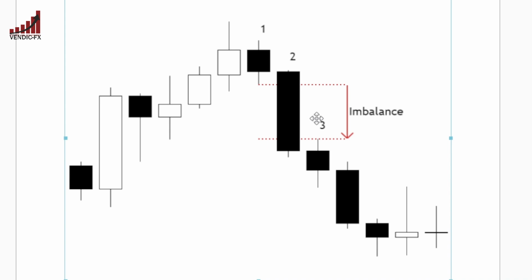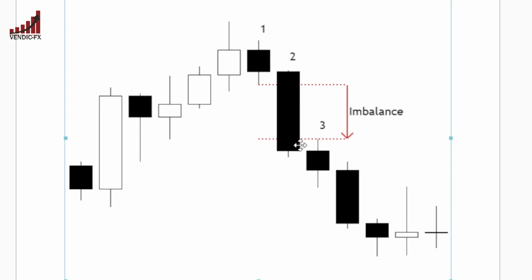So the market doesn't always like to move and leave those imbalances, those inefficiencies. The market would tend to come back and retest that zone, and retest that zone. I believe this diagram really explains what I'm saying.